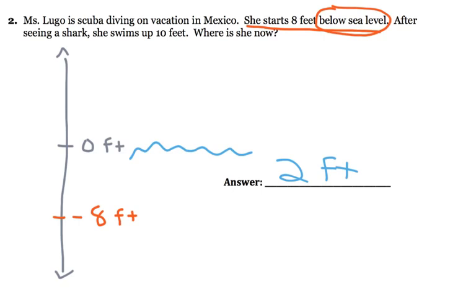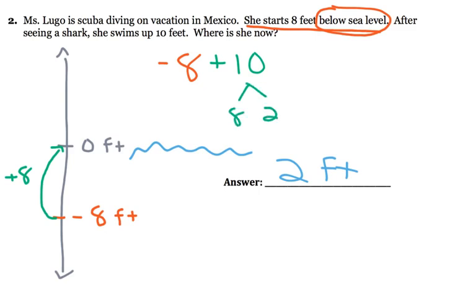So if I'm at negative 8 and I want to go up 10, you could break it up any way that you want. But if we went to a friendly number, that would be going up 8. And I guess I could have written it like this. We're starting at negative 8 and going up 10. And I'm breaking the 10 up into an 8 and a 2. So with that 2 left over, I go up, and Ms. Lugo should end up at 2 feet above sea level.